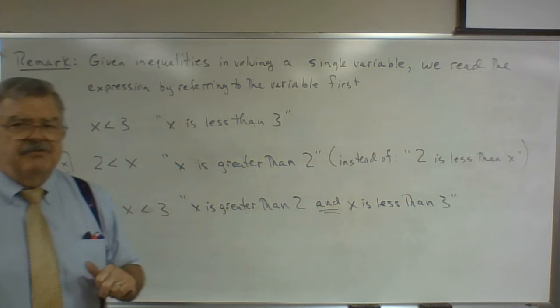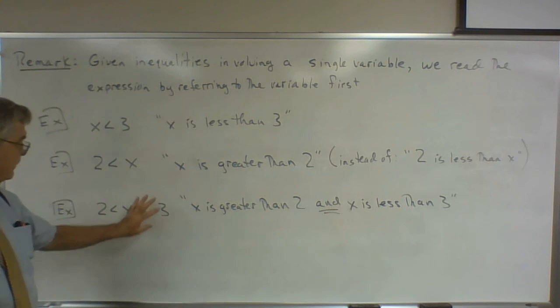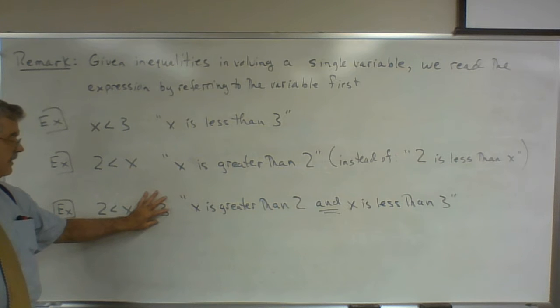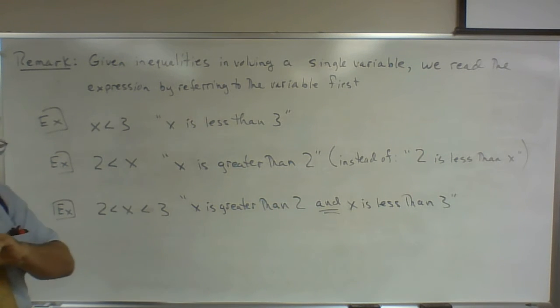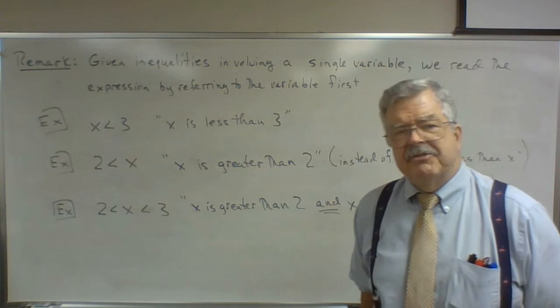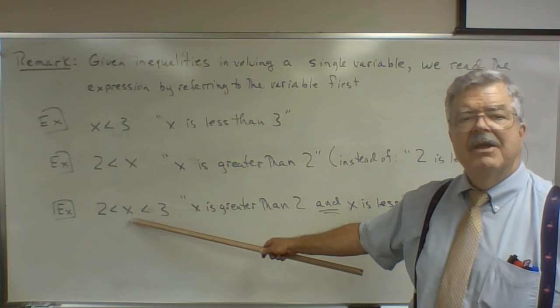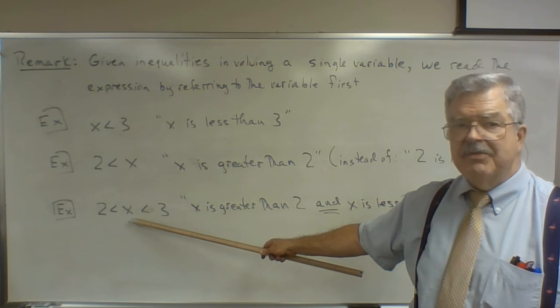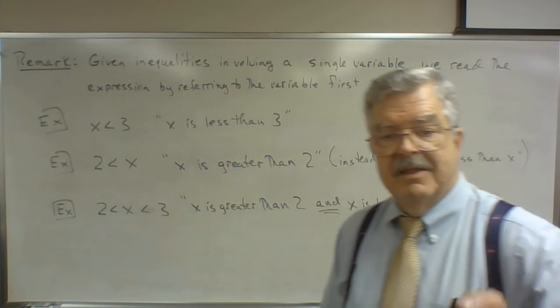Now let me ask you something. Could I have done this? Could I have said 2 is less than x and x is less than 3? Could I have done that? Yeah. We choose not to because when there's a variable involved, we like to state what the inequality says about the variable first.